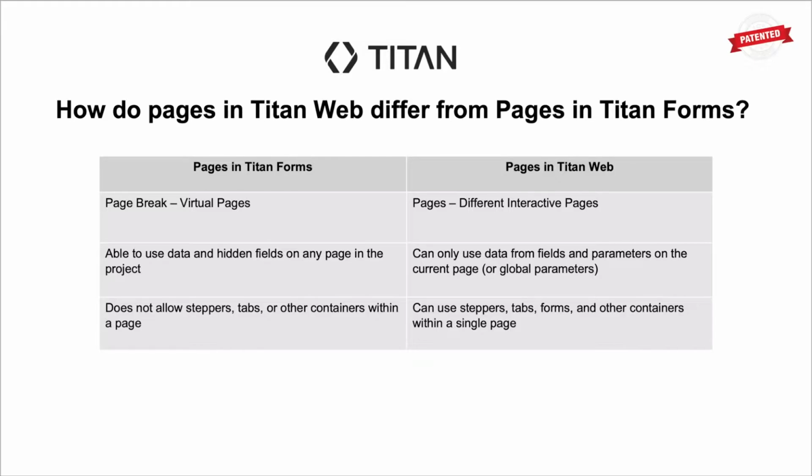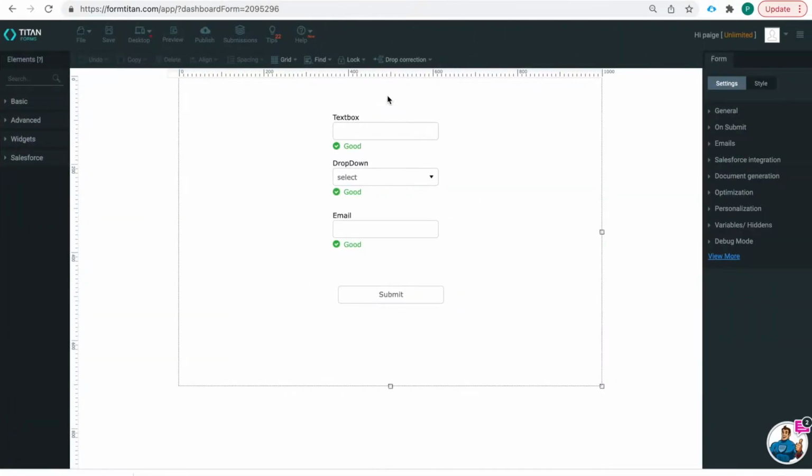And now in Titan Web, there are different interactive pages that we are designing, and our end users are flowing through different pages. And for that reason, parameters on the page can only really be live on that page. We can, of course, create global parameters that are live throughout the entire project, but each page is more of a standalone experience, and therefore we can add things like steppers, tabs, forms, and other containers and elements that are more advanced that Forms could not handle. So let me show you that in Titan Forms and Titan Web.